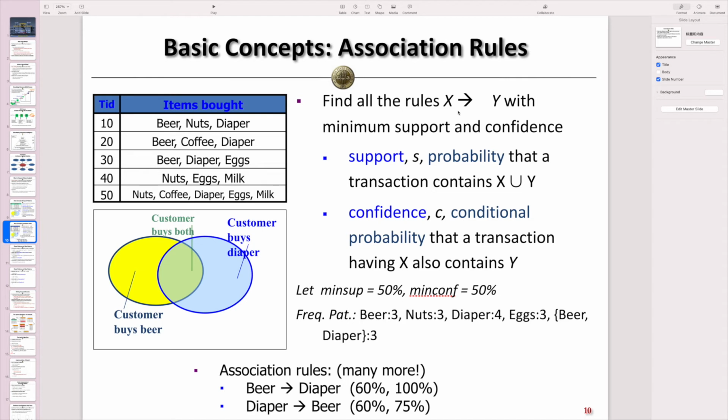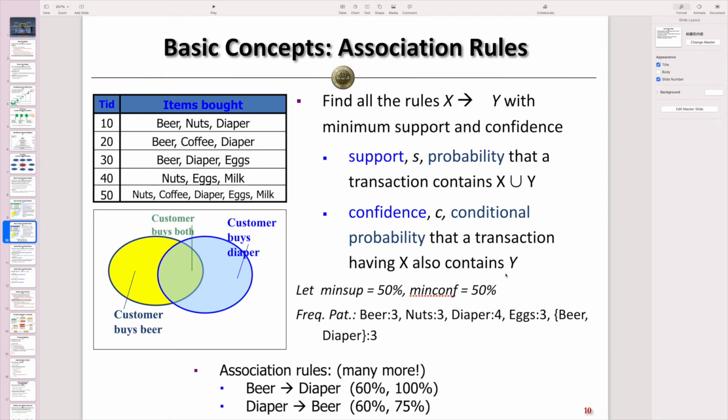And we can also define a confidence score for the rule as well. It denotes a conditional probability that the transaction contains Y given that it contains X. They're different, right? Support denotes the probability of containing both X and Y, while confidence denotes a conditional probability: the transaction contains X and also contains Y.